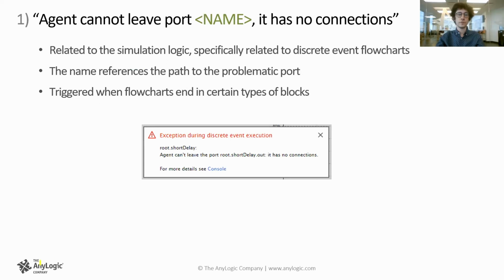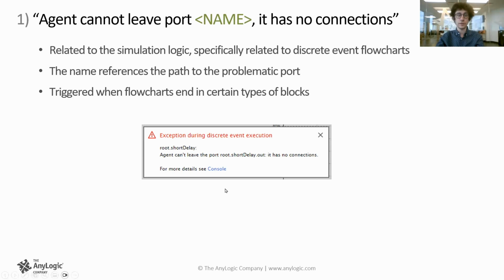So the first one to look at is "agent cannot leave port," and then it lists the name, "it has no connections." This is a simulation logic related error, specifically when it happens with flowcharts. The name refers to your root agent, typically main. In this case, it's the short delay object and then the out port. So this is where it's complaining. Specifically, it happens for certain types of blocks.